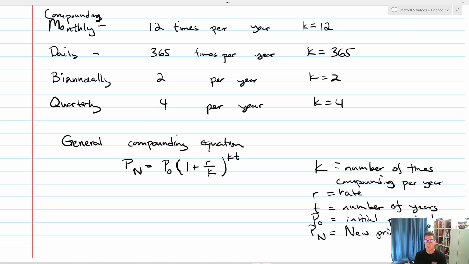Now, we're going to do a little bit of algebra a little bit later on inside of this video, in which we're going to rearrange this so that we figure out the amount of time that it will take for us to get a particular principal. Okay? But for right now, this is going to be our compounding interest equation, and this is the one that we use. So let's take a look at a few examples.